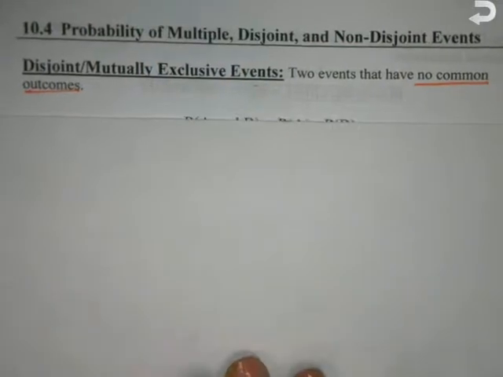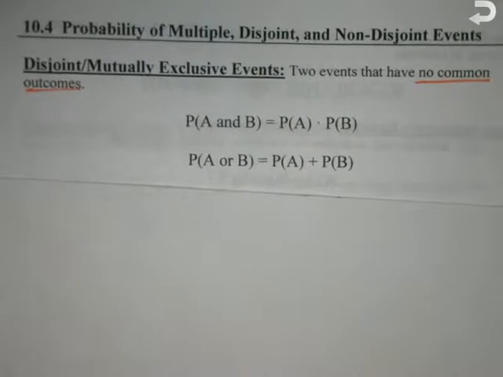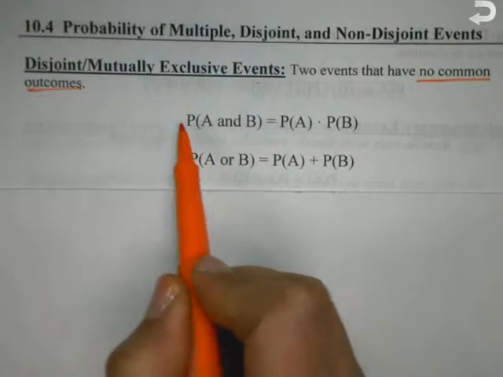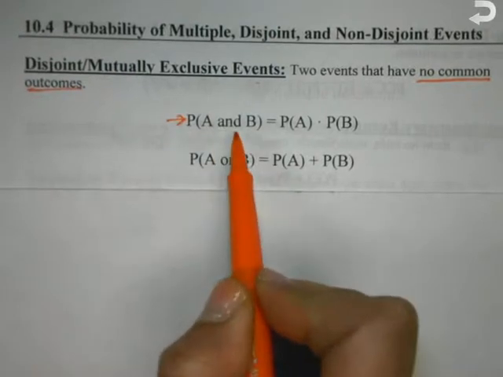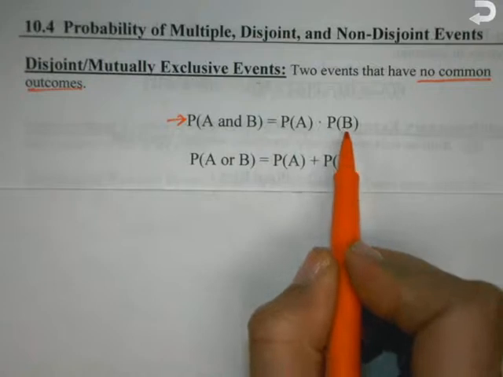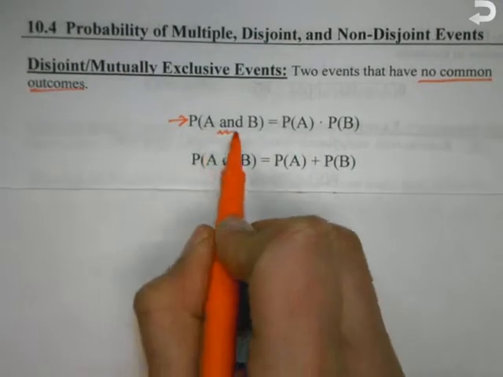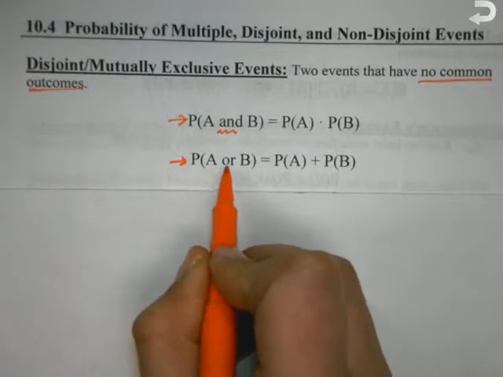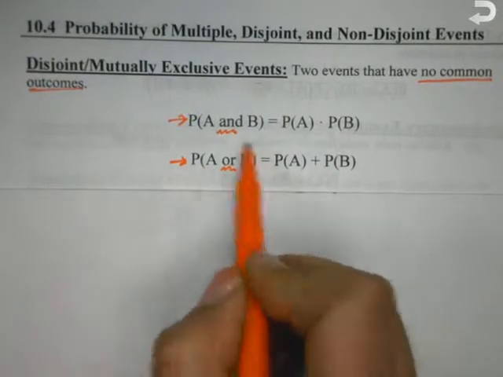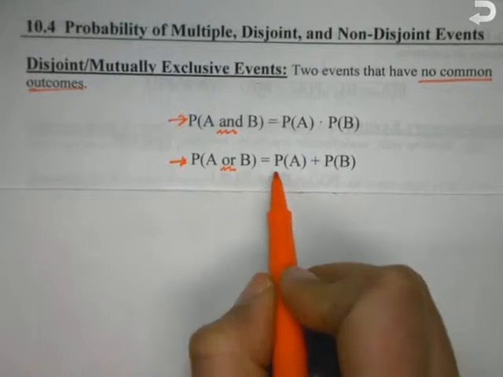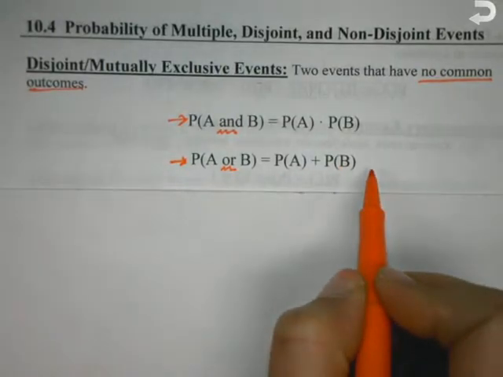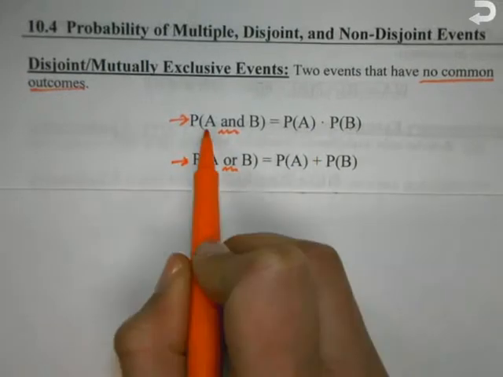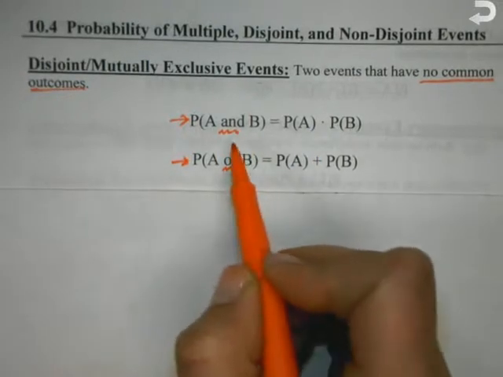Now, we have two identities that we need to know here. If our two outcomes are called A and B, and we are looking for the probability of A and B occurring, we take the probability of A and multiply it by the probability of B. So this is A and B, we multiply. If you are looking for either the probability of A or B occurring, so we don't care if A or B occurs, then you take the probability of A and add it to the probability of B. When we add, we don't care which one happens. When we're multiplying them, we want A and B both to be happening at the same time.